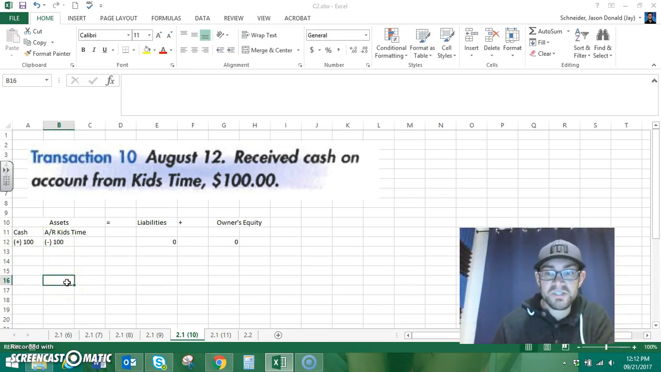So what that actually is going to do is within our records, our books, it's going to say that Kids Time now only owes us half the money they owed us before. They owed us $200, they're now paying us $100, they still owe us $100. We're gaining cash. Kids Time is decreasing the amount that they owe us. So we're increasing an asset, we're decreasing an asset, and it balances out to be 0.